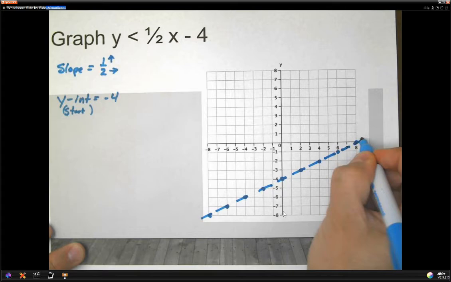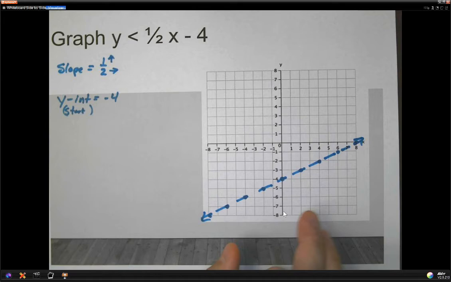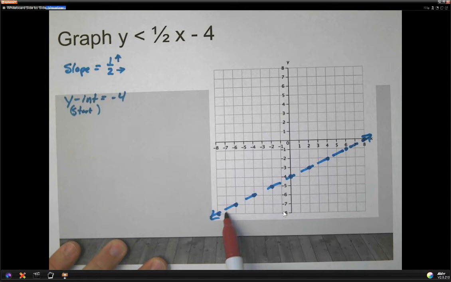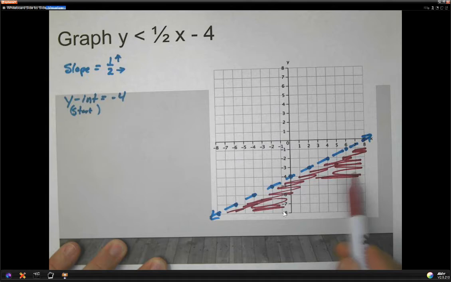Then I have to determine if I'm shading above or below. Again, you can use a test point, or again, knowing that it is less than would mean below the line. And I will show you both, but I'm going to shade below the line just to remind you. If we base it off the little reminder that we did earlier, okay, this is where I would be shading.